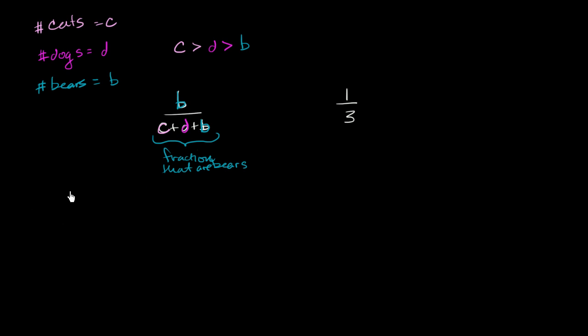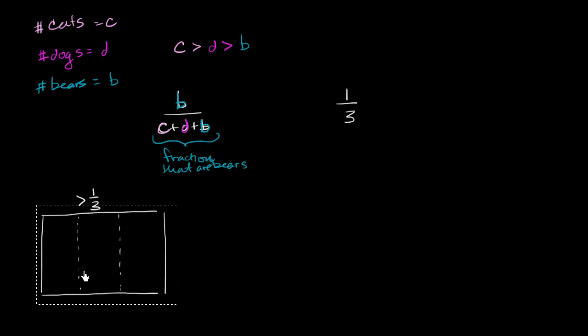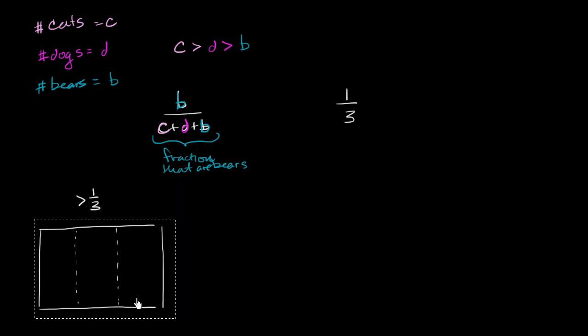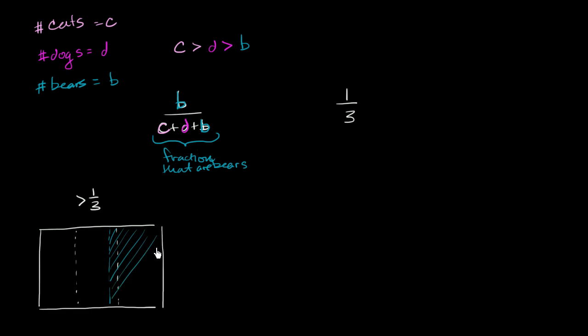So let's do the scenario where the fraction that are bears is greater than 1/3. Let's visualize this. If this little diagram right over here is all of the pets in the pet store, and I've divided it into thirds, if the fraction that are bears is greater than 1/3, then it might look something like this. This is 1/3 under the dotted lines. If I want to be greater than 1/3, I'll go a little bit more than that, right over there.